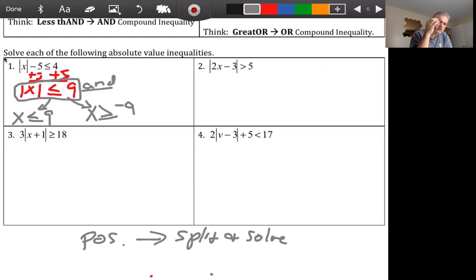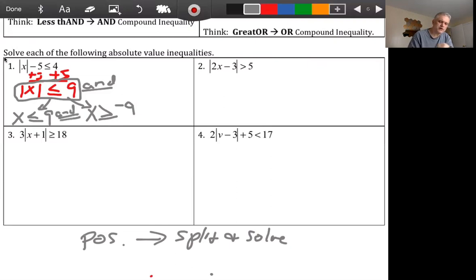Okay? So now because this is an and, how do I know? Well, you can either know it by remembering less than, or I could just ask you, is there any number that can be both less than or equal to 9 and at the same time greater than or equal to negative 9? Sure, lots of them. 0, 1, 2, 3, 4, negative 1, tons of them, infinite numbers actually. Okay, so because it can be both, this is an and.